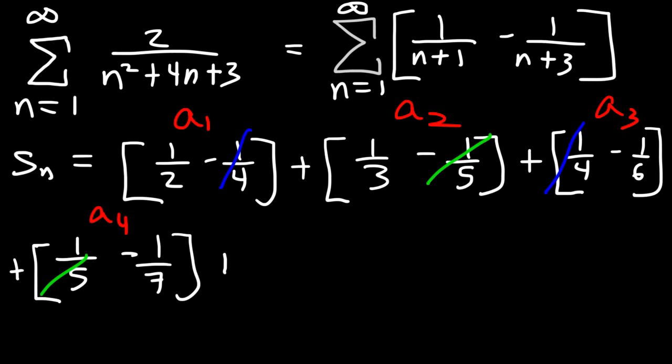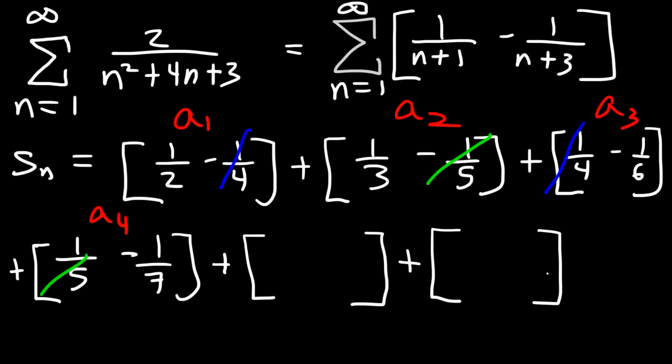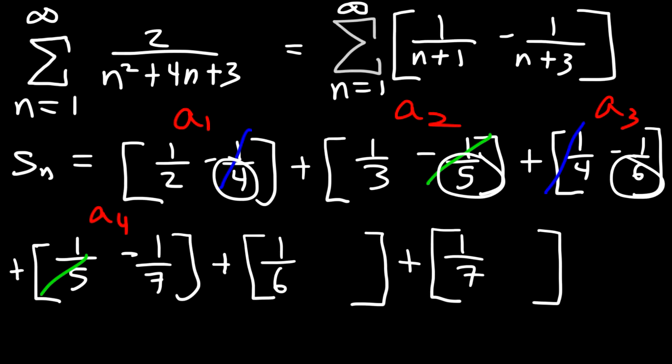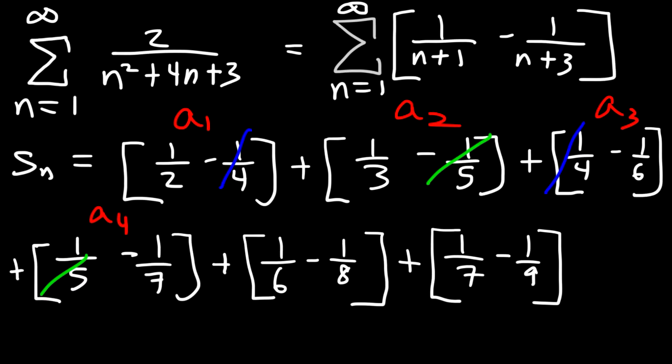At this point, we could see a pattern with the numbers that are coming up. So look at this, 2, 3, 4, 5. The next one is going to be 6, and then 7. And looking at this, 4, 5, 6, 7. So it stands to reason that the next one is going to be 1 over 8, and then 1 over 9. So what else can we cancel?